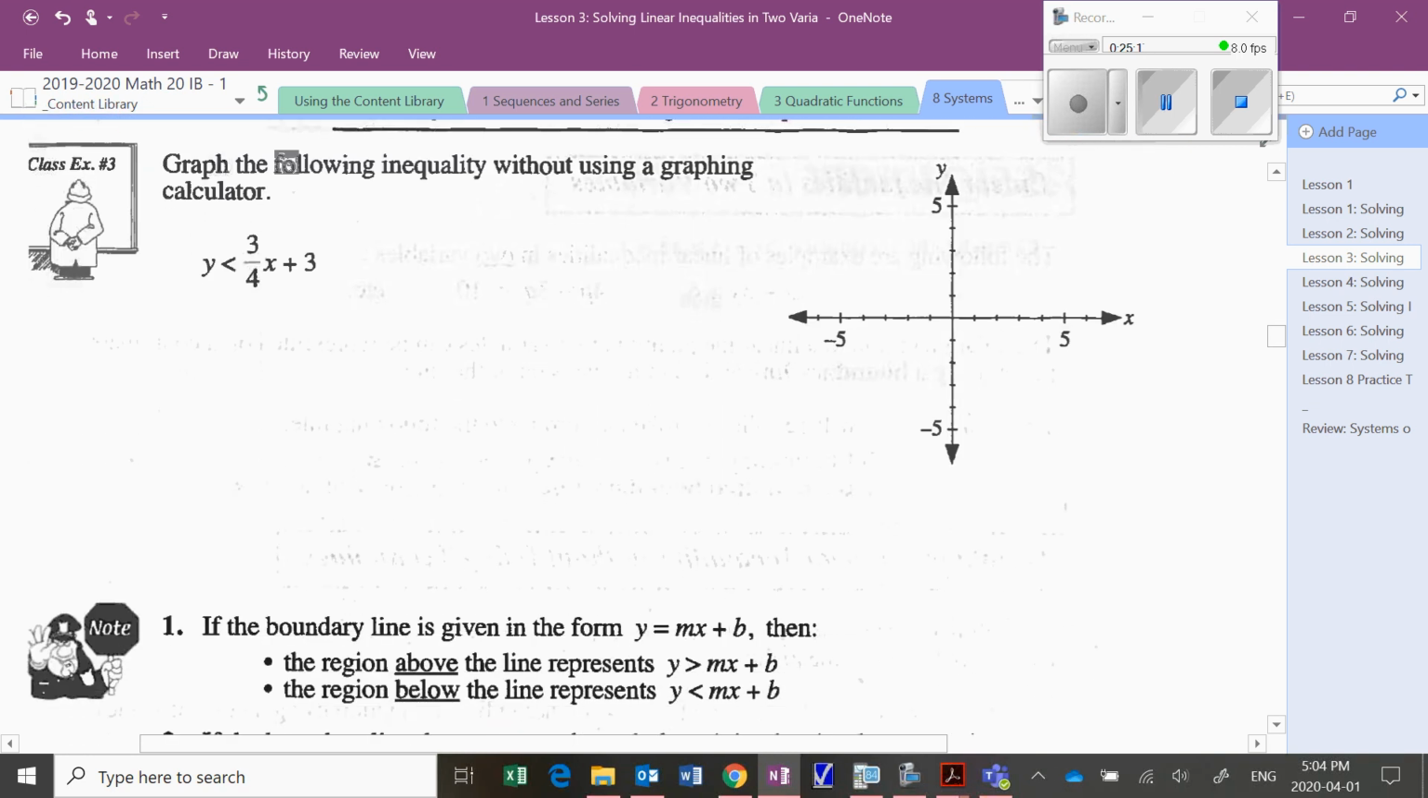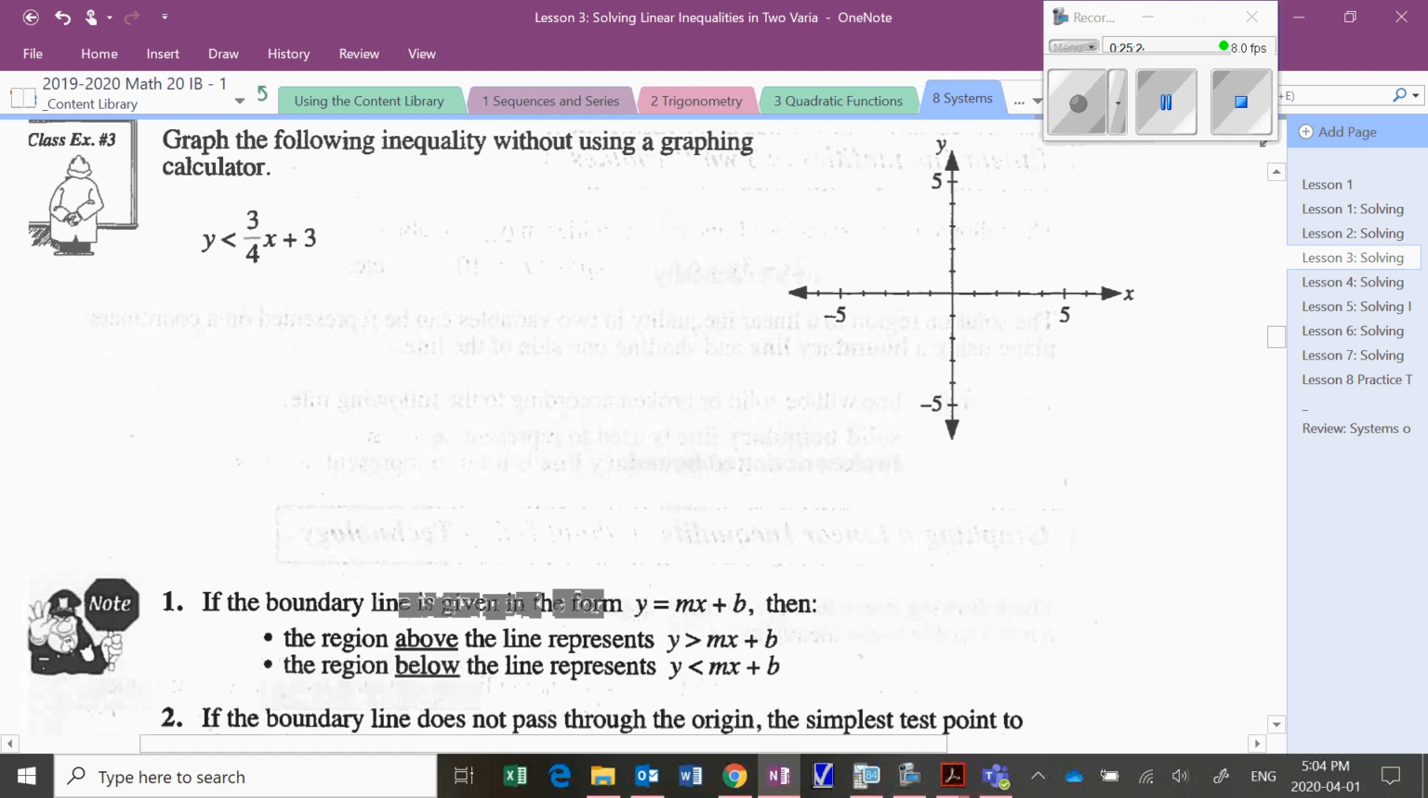So graph the following inequality without using a graphing calculator. So class example number 3. So y less than 3/4 x plus 3. So we want to graph y equals 3/4 x plus 3. But since it's less than, not less than or equal to, it's going to be a dotted line.